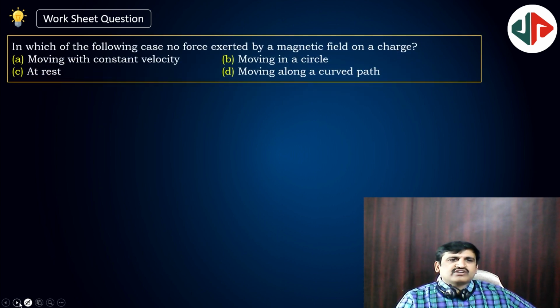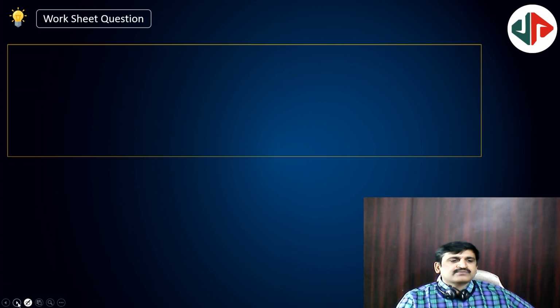In which of the following cases is no force exerted by a magnetic field on the charge? Moving with constant velocity, there is a force. Moving in a circle, there will be a force. At rest, no force. So option C. Next.